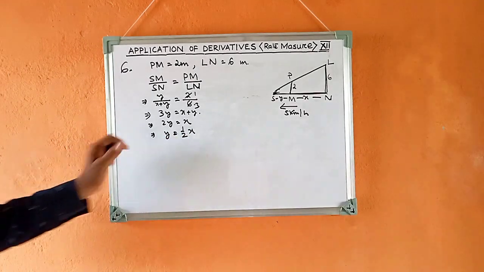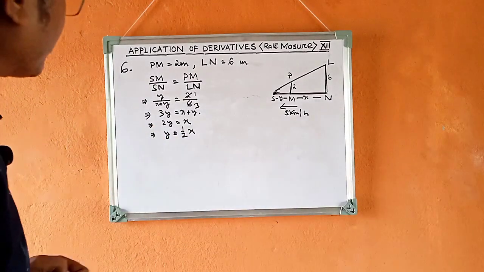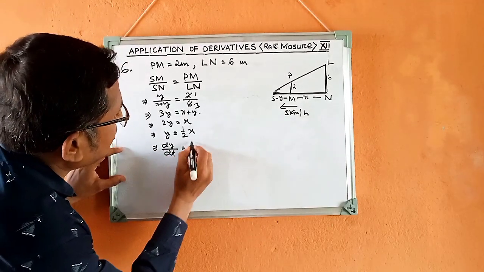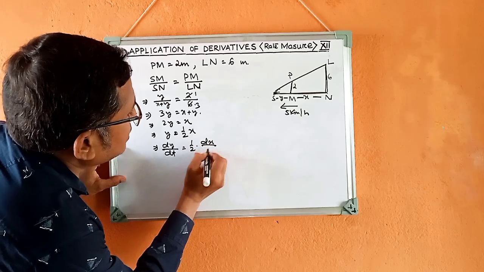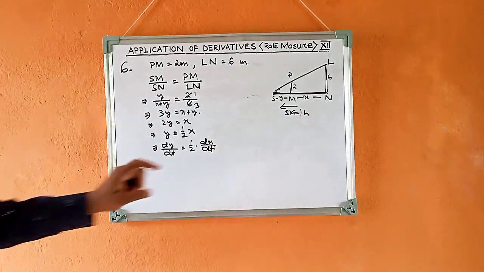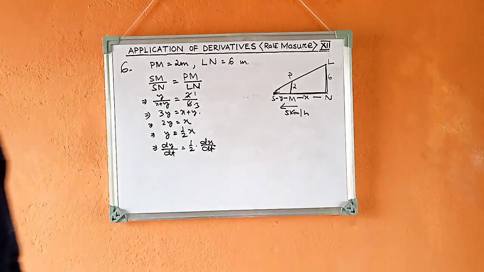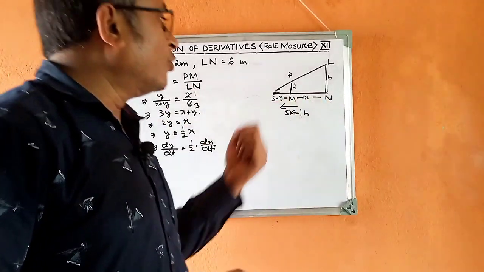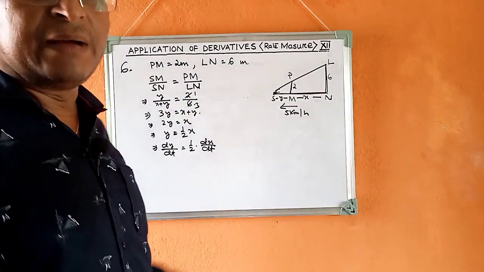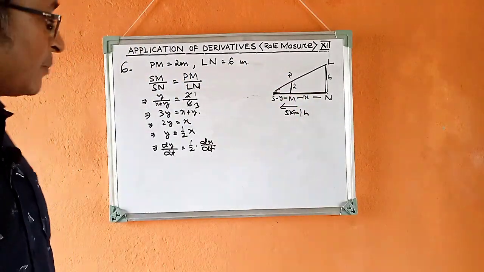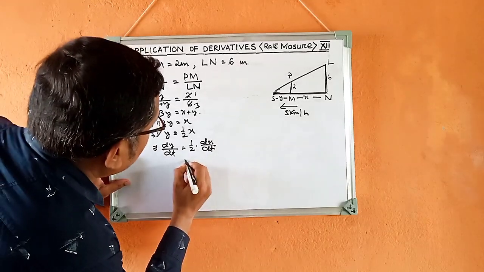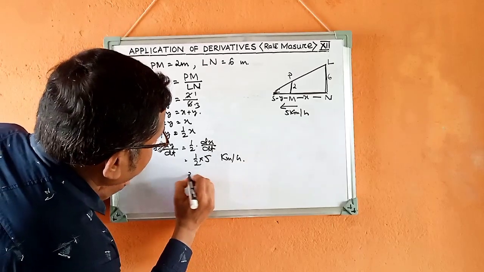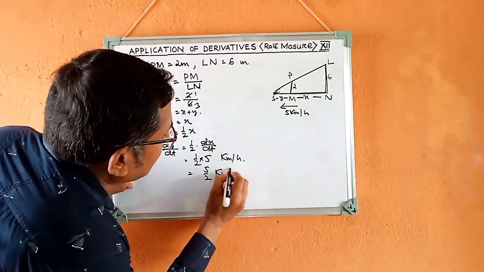Now differentiate both sides with respect to t. So we get dy divided by dt equal to half into dx divided by dt. Now dx by dt is given, 5 km per hour, the speed of the man away from the lamppost. So half into 5, the unit is kilometer per hour, so 5 by 2 kilometer per hour.